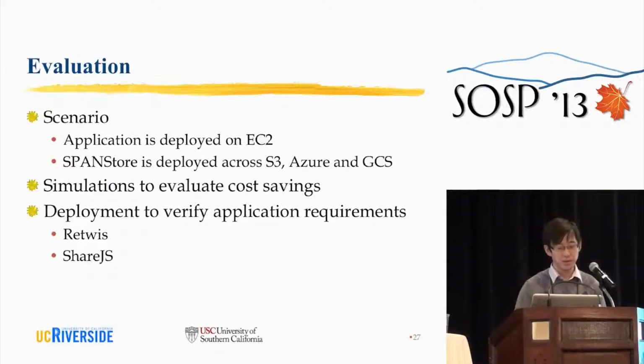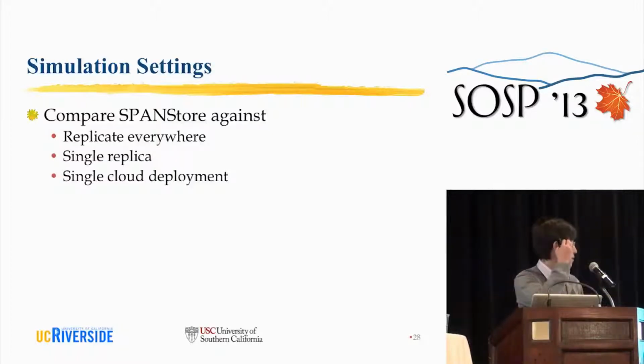In the actual deployment, we use SPANStore as a backend storage for two applications: Retwis, which is a Twitter clone, and ShareJS, which is a collaborative document editing service. So first, let's talk about simulation.